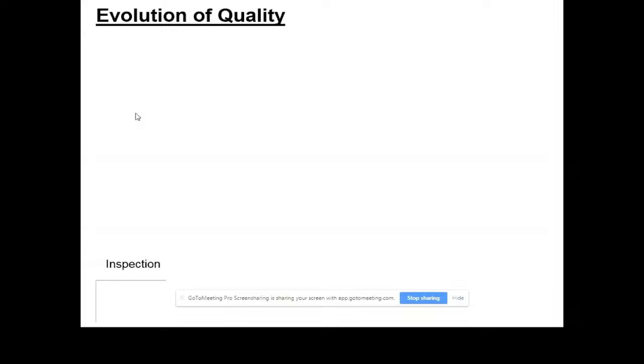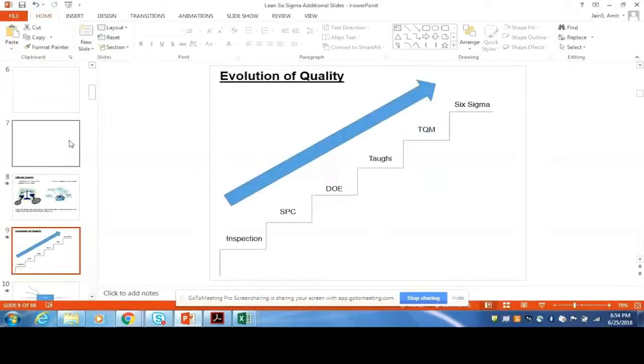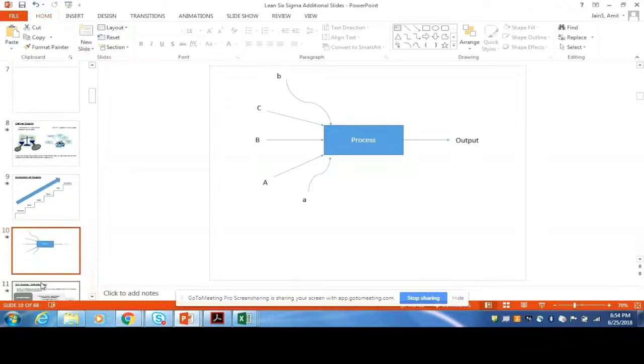They started looking at the process, and they realized that every process would have a set number of inputs. I'll just use my screen. Assuming this is a process, every process would have certain inputs: input A, input B, input C. A process is a set of activities, repeated steps, which converts these inputs into an output.